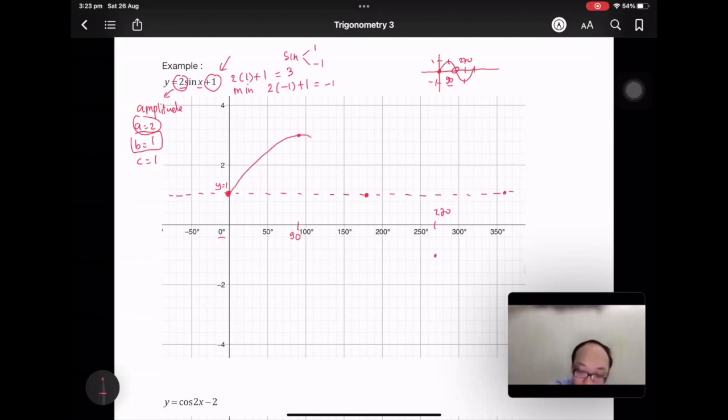Maximum here and then down, pass through the principal axis, and then minimum at 270, and then until 360. So we can see from here that the amplitude now is 2, not 1, because A equals 2. So this is the graph of y equals 2 sine x plus 1.